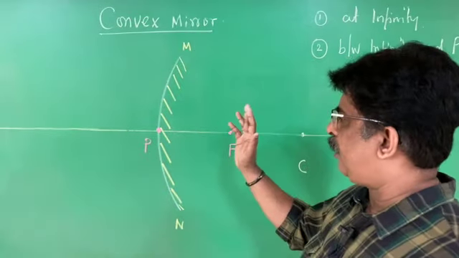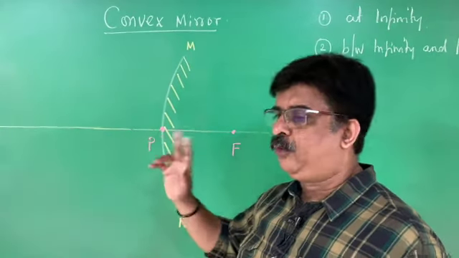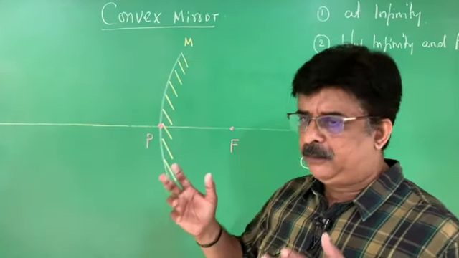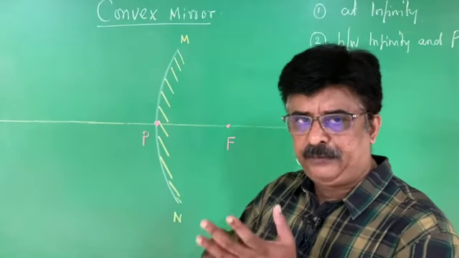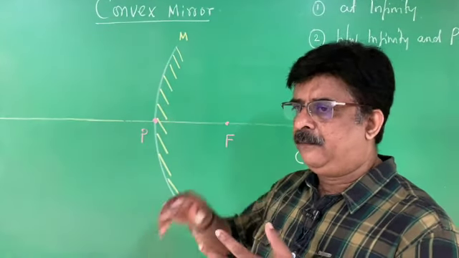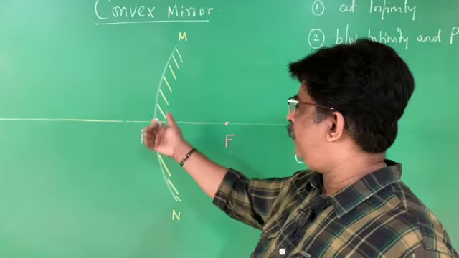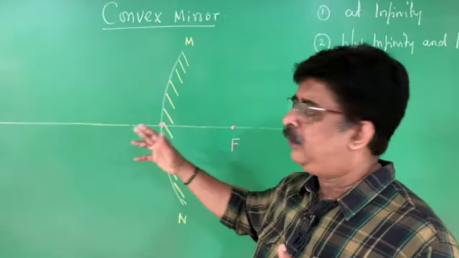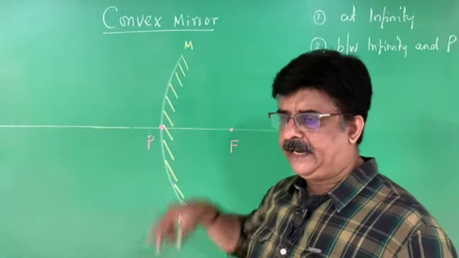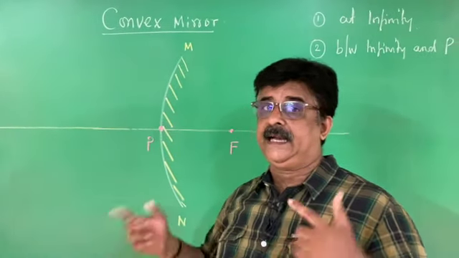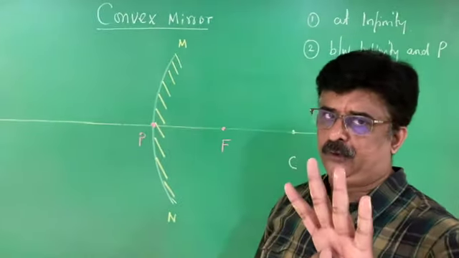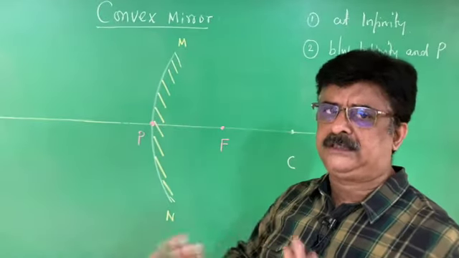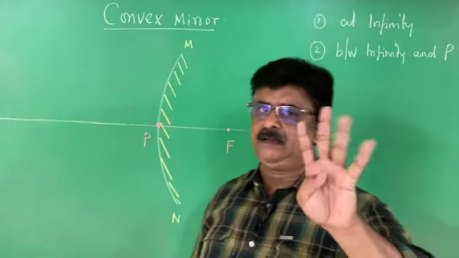In the case of a convex mirror, we can find two positions for the object to be placed. One is at infinity, another is between infinity and the pole of the mirror. And we have to write the ray diagram for these two positions. To write the ray diagram, we require the conditions. Conditions are four, and they are same for all spherical mirrors. What is the first condition?